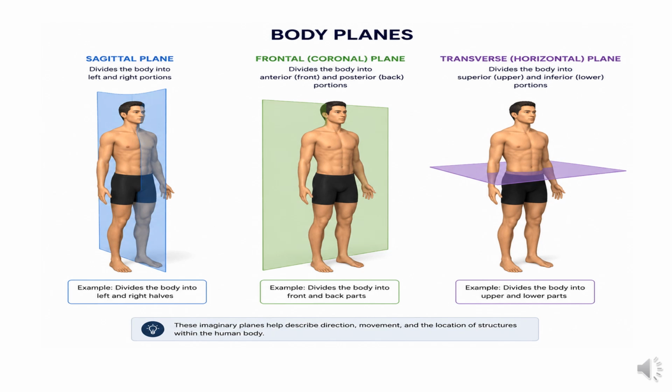That brings us to the end of our very first lecture. Today we discussed the definition of anatomy and physiology, the subdivisions of anatomy, anatomical positions, and anatomical planes. These concepts form the foundation for the study of human anatomy. In the next lecture, we will continue with more important anatomical concepts.